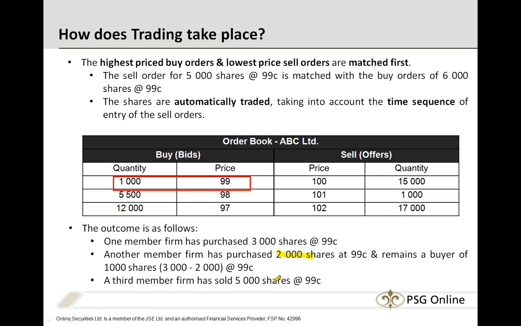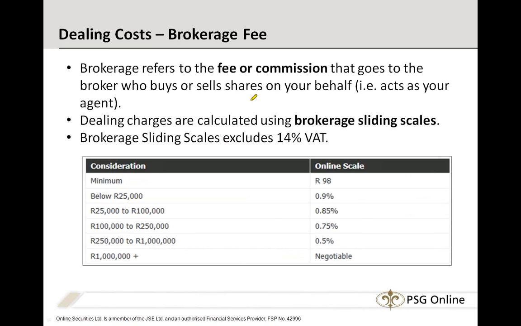As long as we have a willing buyer and a willing seller, the price happens automatically. Okay, so that is how quickly the trades get traded. As I say, it's automatically traded. Remember, it's time and price stamped. Price first and then time. Let's talk about costs.